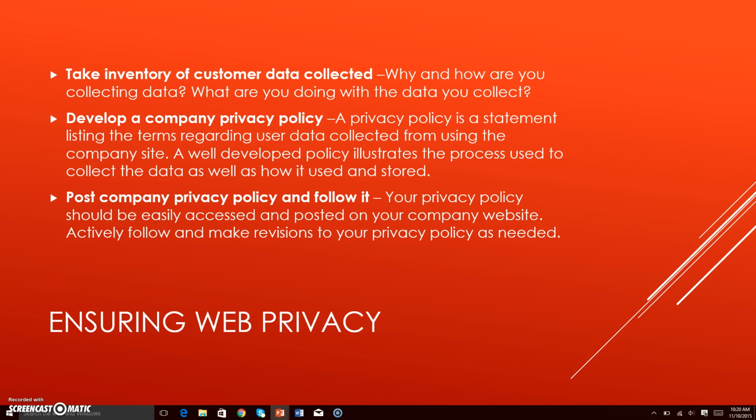A well-developed policy will illustrate the different processes you use as well as how the data is stored. Once you develop a company policy, you want to make sure to post it on your website so that it's easily available, anyone can see it, customers can access it at any time, and they know basically what you're doing with their data. It's important to make revisions to your privacy policy as things change, and you should always actively follow it.